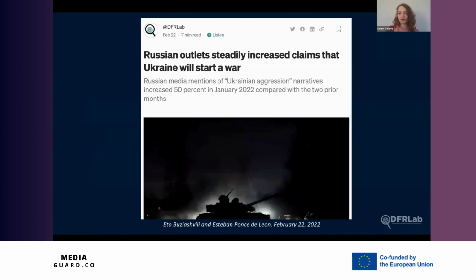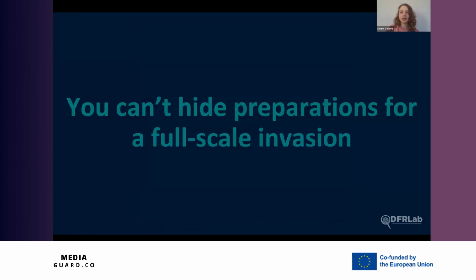This research was done by my colleagues. It was not my research, but my colleagues did it. Russian outlets steadily increased claims that Ukraine will start a war. And of course, this was not only an online domain. We've seen a massive buildup of Russian military in Belarus near the Ukraine border. And when you prepare for war, of course, it's almost impossible to hide it.